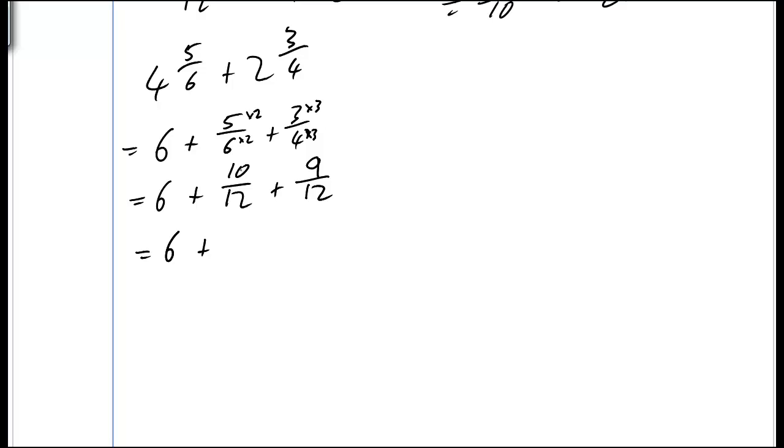We've got 10 plus 9 is 19 on 12. Right, so now 19 on 12 can be simplified to 1, because 12 goes into 19 once. So it'll be 1 and 7/12. Now we can just add the 6 and the 1 together, and you get the final answer is 7 and 7/12. There you go.